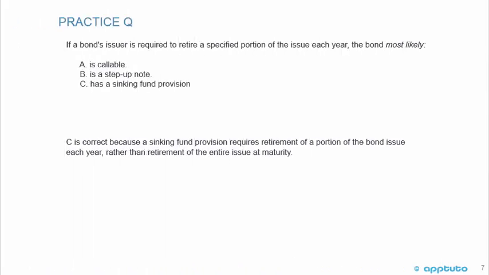Okay, that question should be so easy because we're just looking at the sinking fund. And C is correct because a sinking fund provision requires retirement of a portion of the bond issue each year rather than retirement of the entire issue at maturity.